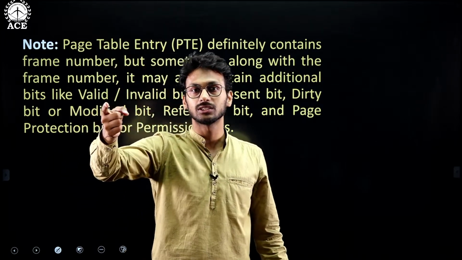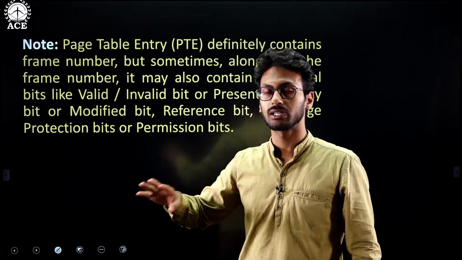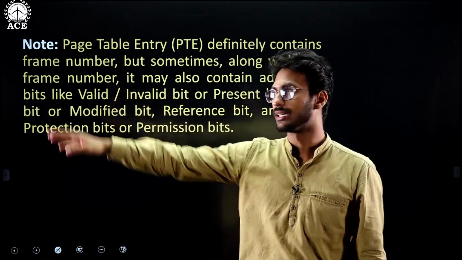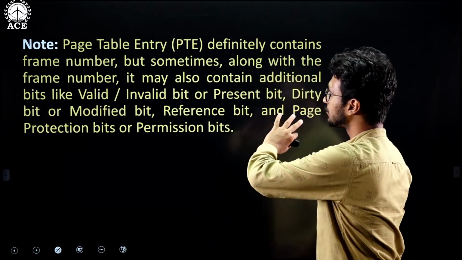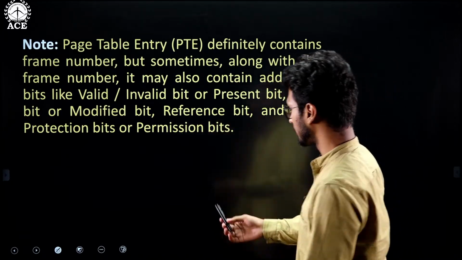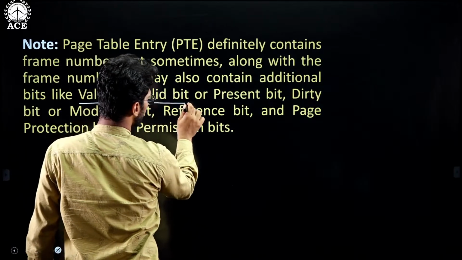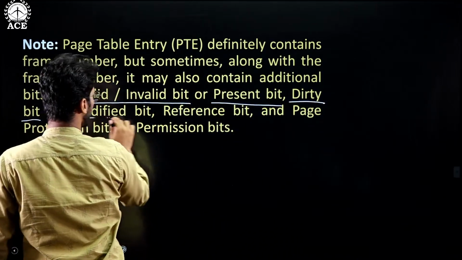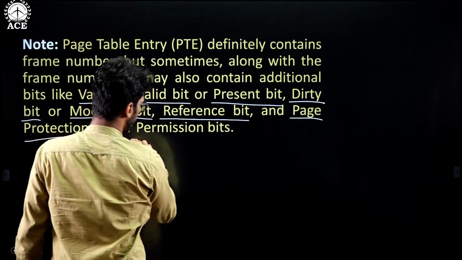So the page table entry consists of the frame number definitely, but apart from that, some other bits are present. What are these? Valid or invalid bit, page protection bits, reference bit, dirty bit, etc. Have a look at this statement carefully. Note, the page table entry definitely contains the frame number, but sometimes along with the frame number, it may also contain additional bits like, I'll mark it, valid or invalid bit or present bit. Next one, dirty bit or modified bit. Next one, reference bit. Next one, page protection bits or permission bits.